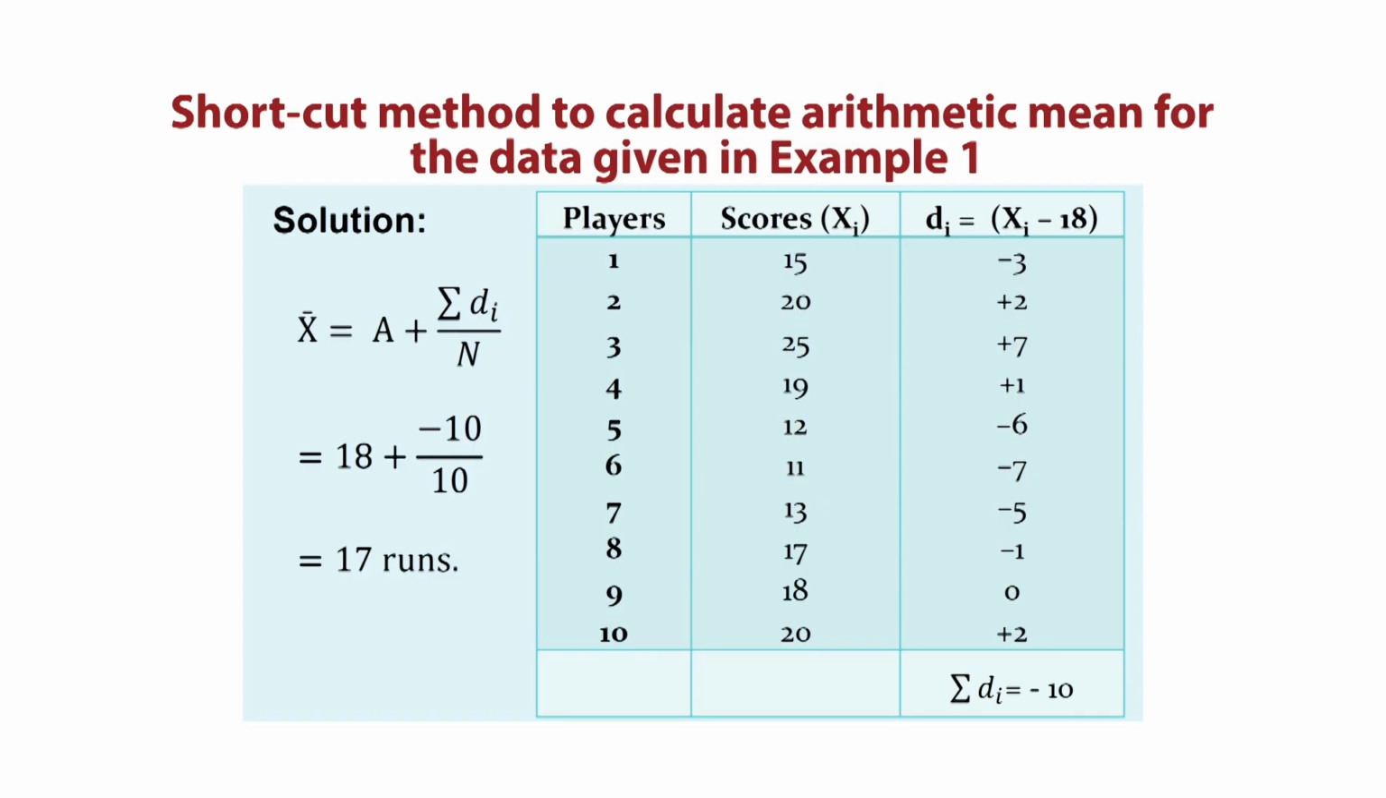See here, 17 runs is the average score of the 10 players, the same as we calculated by the direct method. So there is no difference in the result whether we use the direct method or the shortcut method for calculating the arithmetic mean.